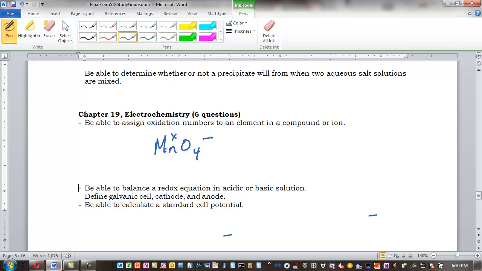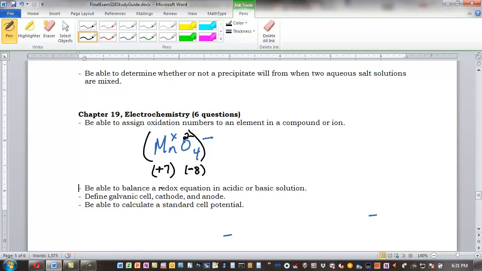Okay, so remember certain things you're going to know. Oxide is -2. Hydrogen ion is +1. Alkali metals are +1. Alkaline earth are +2. Fluoride's -1, and so on. So we can figure out this whole ion is -1 overall. Each oxide is -2, and there's 4 of those, so we have a total of -8 for the oxides. So to end up with a -1 overall, what must manganese be? +7. So that's assigning oxidation state.